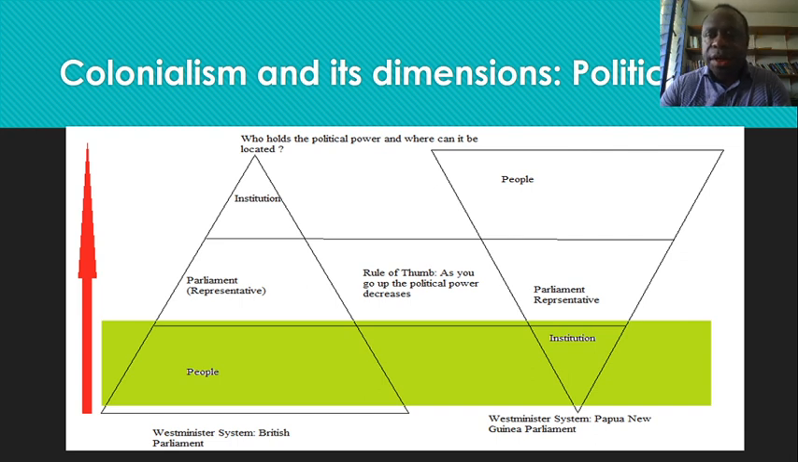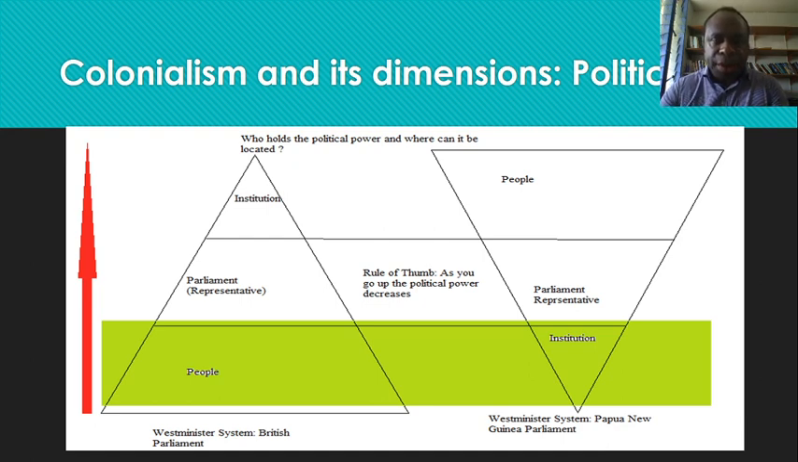Let's look at the political dimension. Let me give a brief history of democracy. As you see in the two triangles here, one is an upright triangle, one is an upside down triangle. Basically, the triangles try to paint a picture of where political power lies.